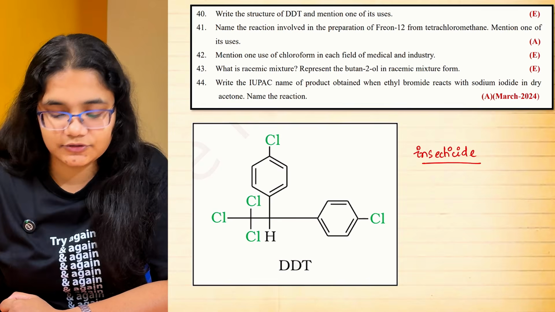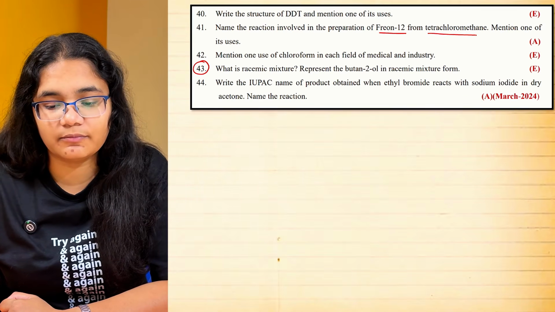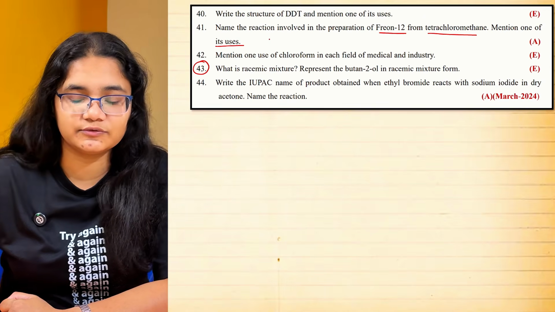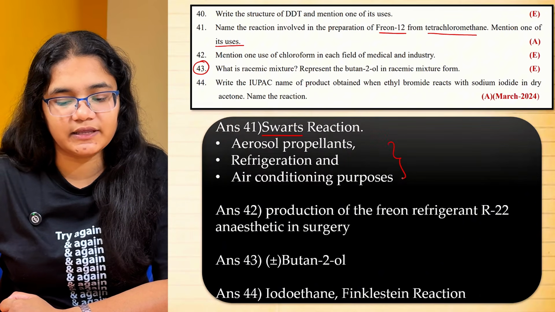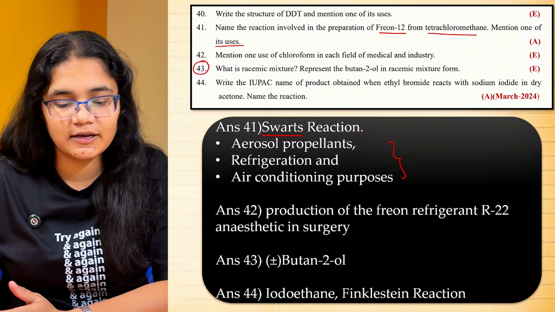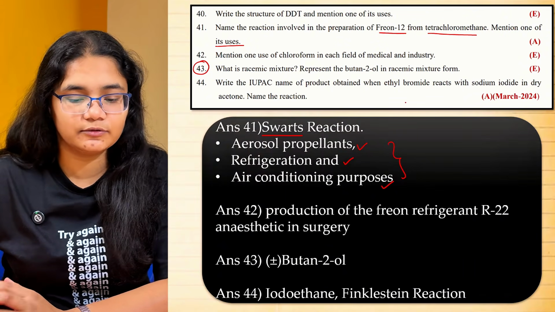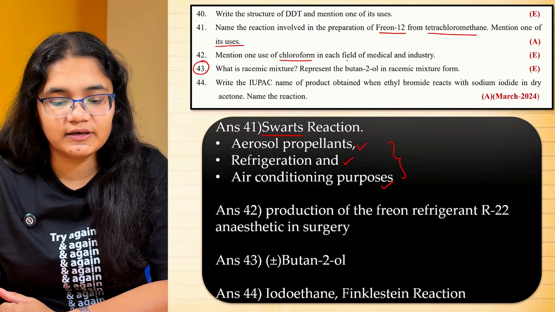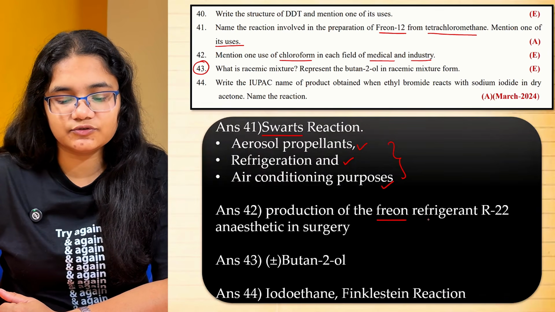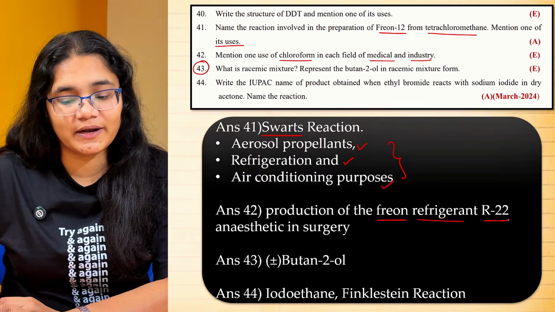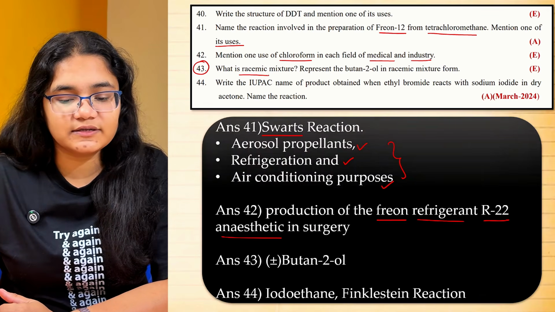Next, name the reaction involved in the preparation of Freon-12 from tetrachloromethane and mention one of its uses. So the reaction name is Swarts reaction, and it can be used for various purposes. You have to write any one: aerosol, refrigeration, air conditioning. Mention one use of chloroform in each field of medical and industry. In the industrial field, it is used for the production of refrigerant R22, and in the medical field, it was used as an anesthetic.